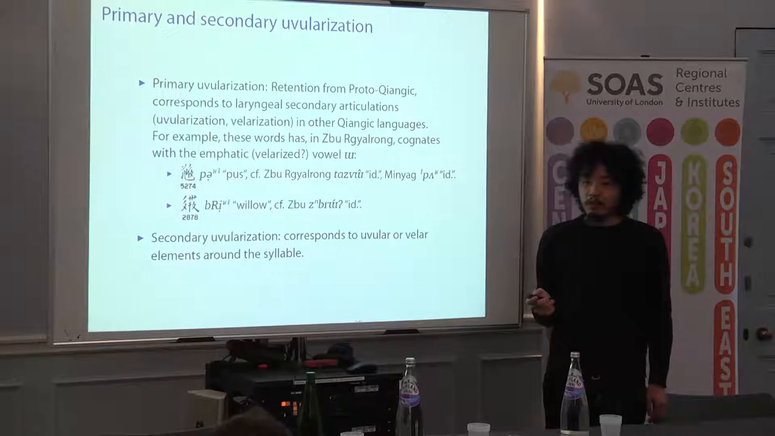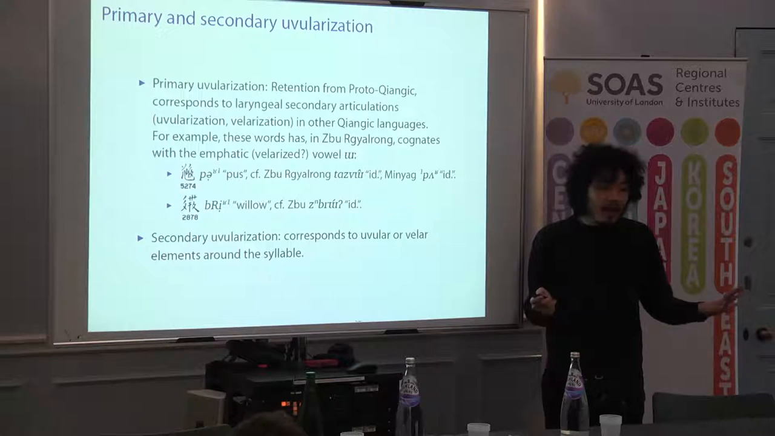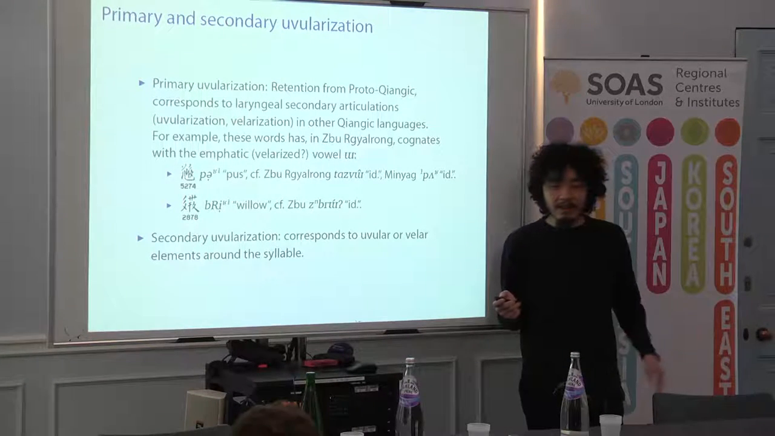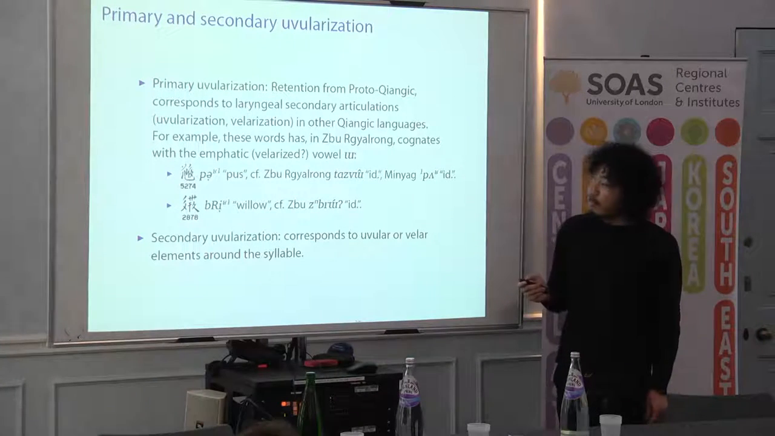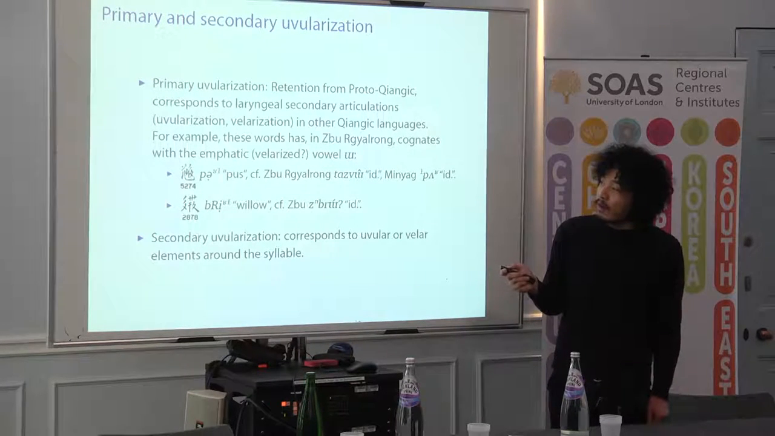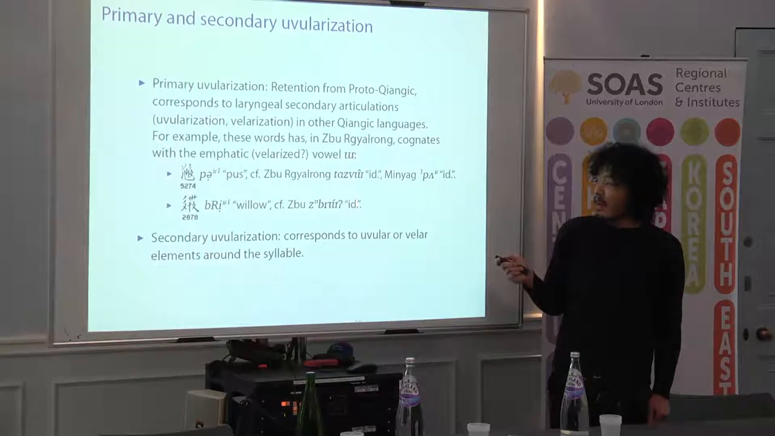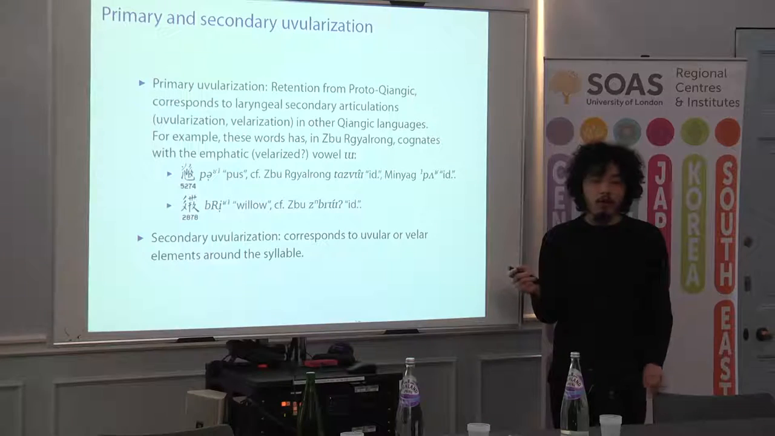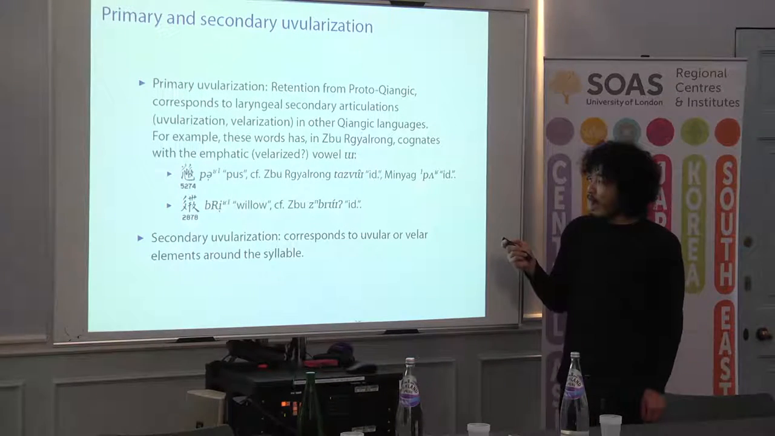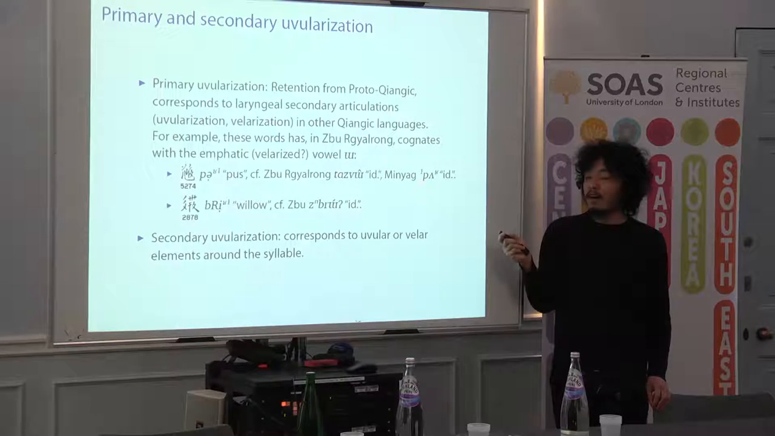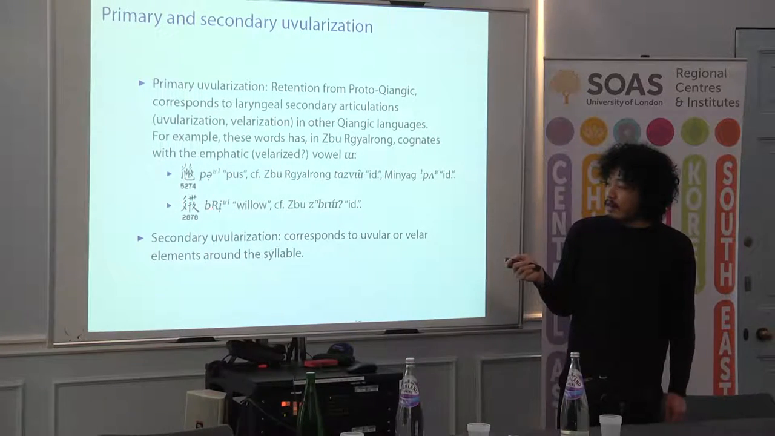Well, the first origin is what I call the primary uvularization. It must be reconstructed back to Proto-Gyalrongic, and it has some correspondences among other Sino-Tibetan languages, but it's too early to say anything serious about it. However, if we just look at Gyalrongic languages, the thing is quite clear. So, for example, for Puxi, it's uvularized. Tangut, and in Zbu Gyalrong, the language I'm working on, is with a velarized or uvularized vowel, which I call emphatic vowel. And we have the same thing in Minyak, the language which shares the name of Tangut.